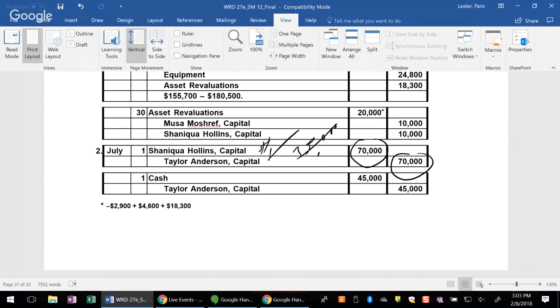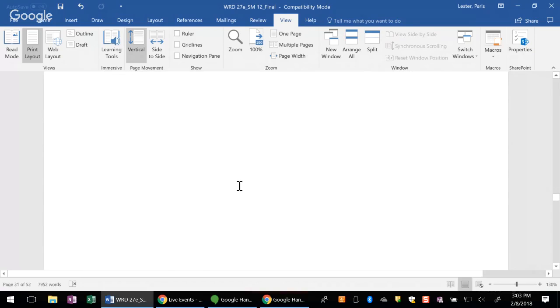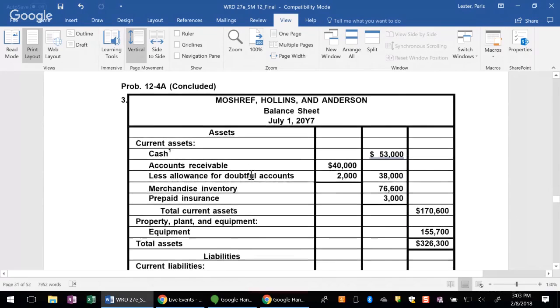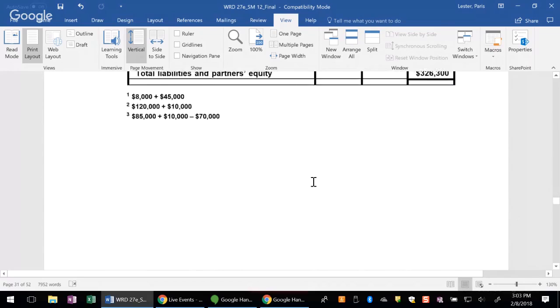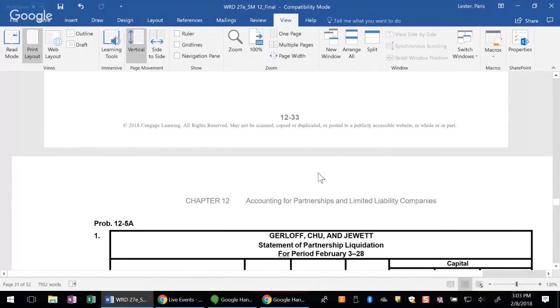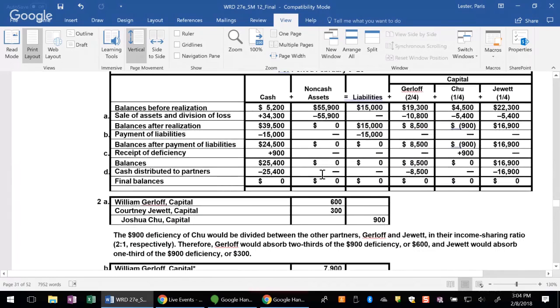Now we're going to let Taylor in. He's going to give us 45,000 cash, and we're going to give him capital. He's not buying out anybody. So here, Taylor already bought 70,000 capital from another partner. And here, he's buying 45 from the get-go. Now, his capital will be 100 and whatever that gives you, 15,000. Got to do the balance sheet on 4. Then there was 5, statement of liquidation.